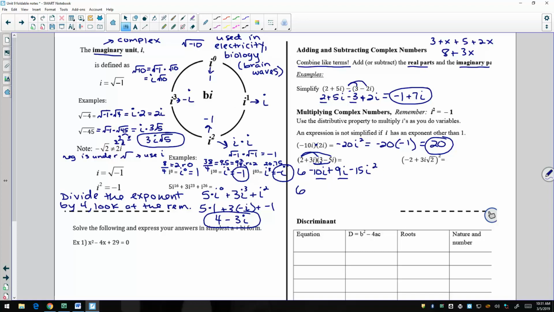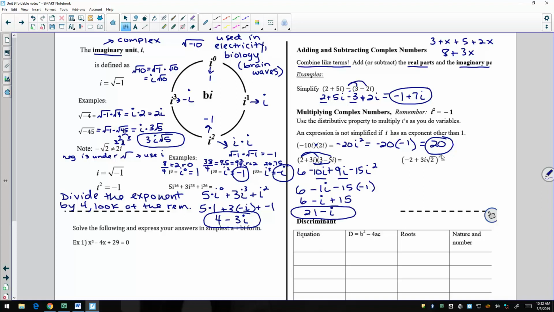So this would be 6 minus 1i, which I don't really need the 1. You can just call it minus i. And then minus 15i squared, where i squared is equal to negative 1. Well, a negative times a negative is a positive. So this turns into 6 minus i plus 15. And now I can combine my real parts, my like terms. 6 and 15 is 21. The i has nobody else to combine with because there's no other i, so it's just 21 minus 1i.